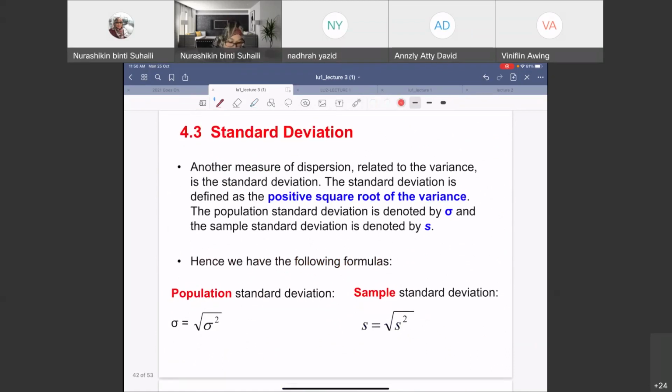So standard deviation is another way we can describe dispersion. Okay, so it's related to variance because just now variance is s squared for the sample variance, and the standard deviation is actually the positive square root of the variance, which is s. So the sample standard deviation, the symbol is s. Okay, and for the population, the standard deviation is sigma. So just now sigma squared is the population variance. Yeah? So when you find the square root of it, it gives you the population standard deviation. Okay.